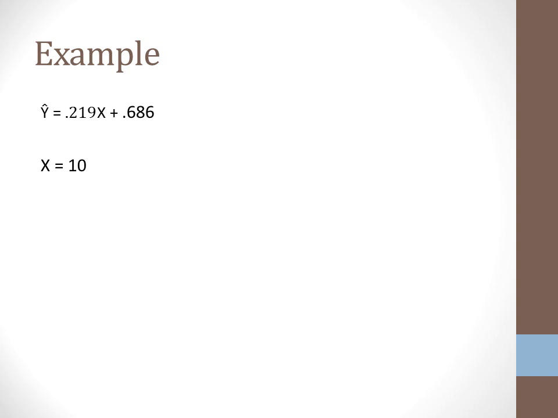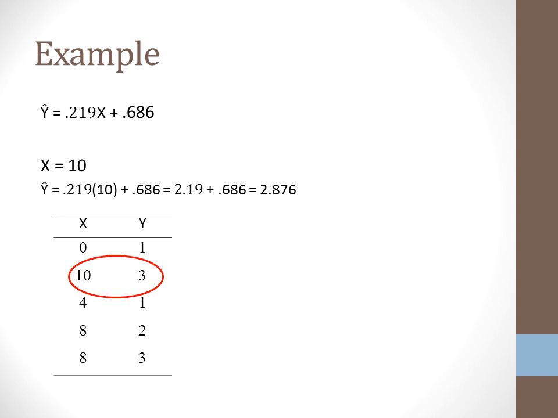We can test and see how accurate it is. If we had a value of 10 and placed it into that regression equation, our predicted value would be 2.876. If we look at our data, we do have a value of 10 for the x variable, and the corresponding y value is 3. Based on our predicted y, we can tell that there is very little error between what we predicted and the actual score obtained.